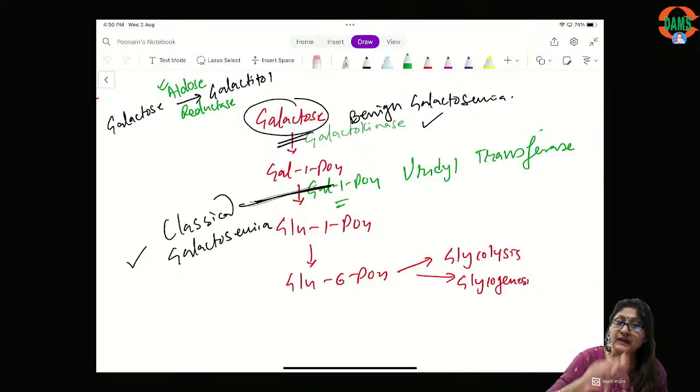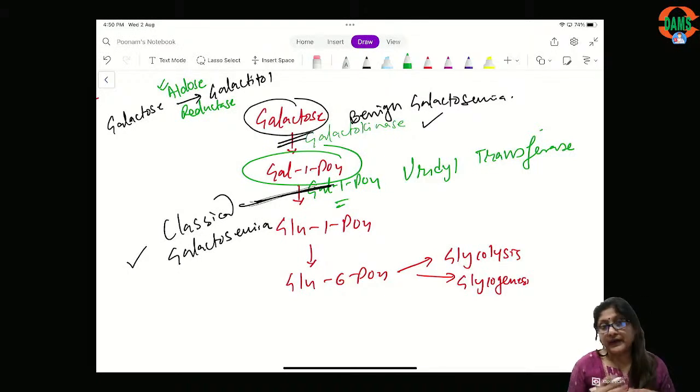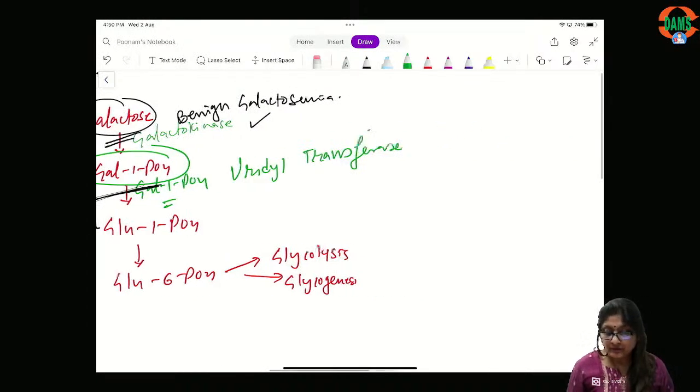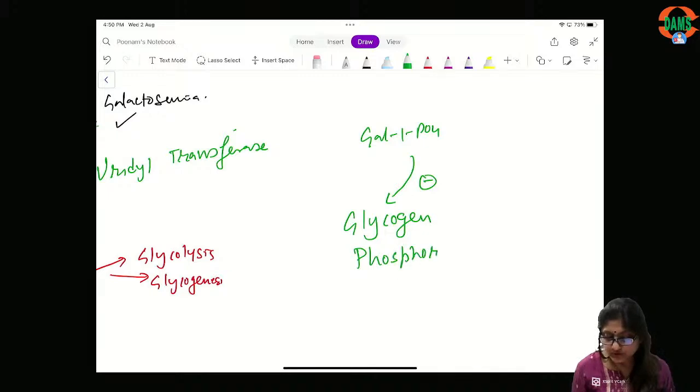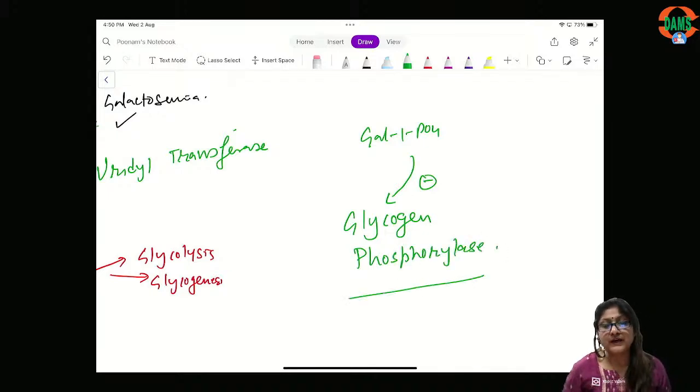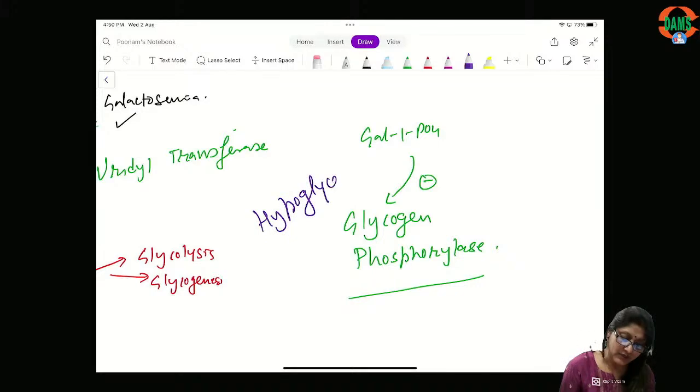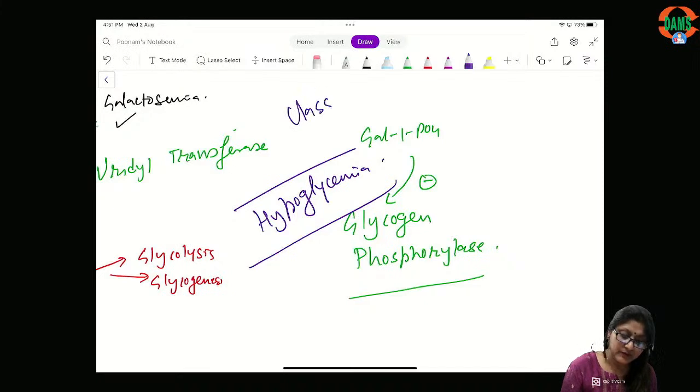And not in benign, but in classical galactosemia, you have galactose 1-phosphate accumulation, right? You must know that galactose 1-phosphate, which is accumulated in classical galactosemia, is a strong inhibitor of glycogen phosphorylase enzyme. The enzyme glycogen phosphorylase, which is important to release the glucose to the blood after glycogenolysis in case of hypoglycemia, is inhibited by galactose 1-phosphate. So what will happen? The baby will get hypoglycemia. Frank hypoglycemia means symptomatic hypoglycemia in case of classical galactosemia, right?